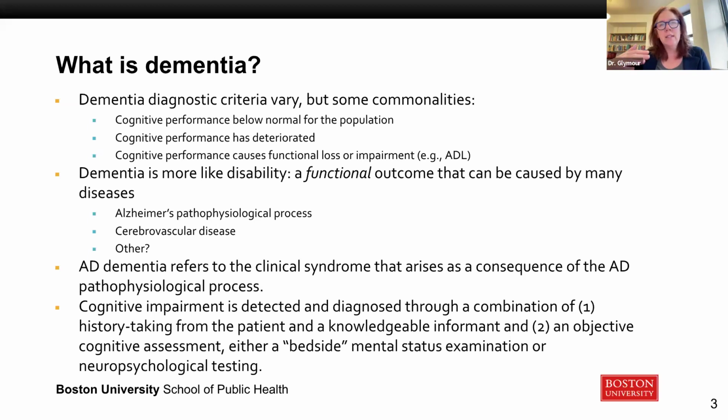And it's important to know how cognitive impairment is assessed. It is usually detected and diagnosed through a combination of history taking from the patient and a knowledgeable informant, and an objective assessment, either a bedside mental status exam or more comprehensive neuropsychological testing. So both of these types of information are important for assessments.